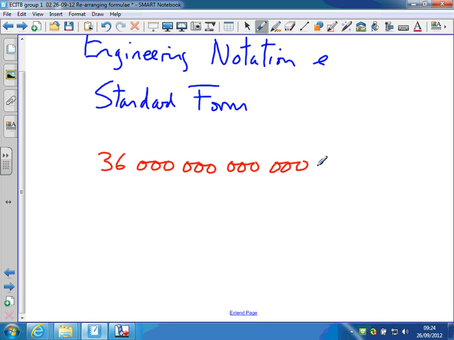Or I can write it as 36 times 10 to the 12. 10 to the 12 means 10 times 10 times 10 times 10, 12 times. So that's literally writing this number in shorthand. Or 3.6 times 10 to the, if I move it back one more place, now how many times have I got to move it to get it back to where it should be? 13. So that is standard form.